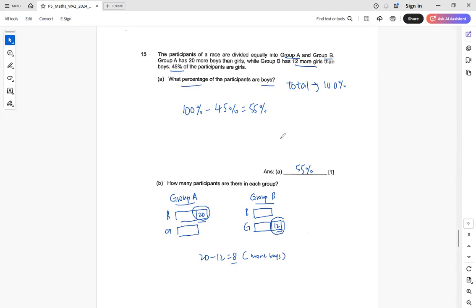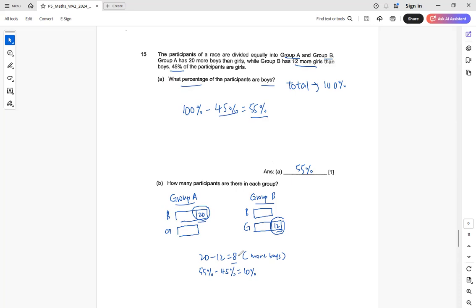Okay, and then next, remember in part A, we found the percentage of boys is 55% of the total. The girls is given in the question as 45%. Okay, so I want to find the percentage difference between the boys and girls. So boys is 55%, girls is 45. So I take 55 minus 45%, it will be 10%. Okay, so this is the percentage difference between the boys and the girls.